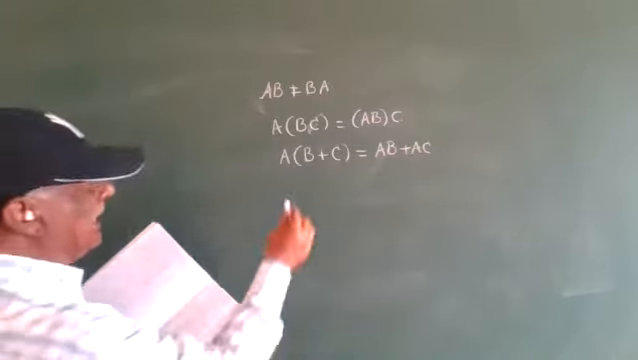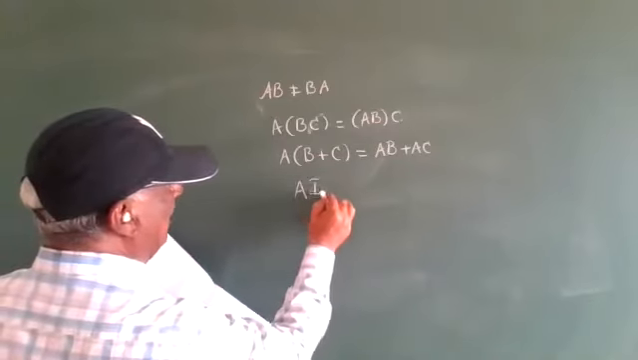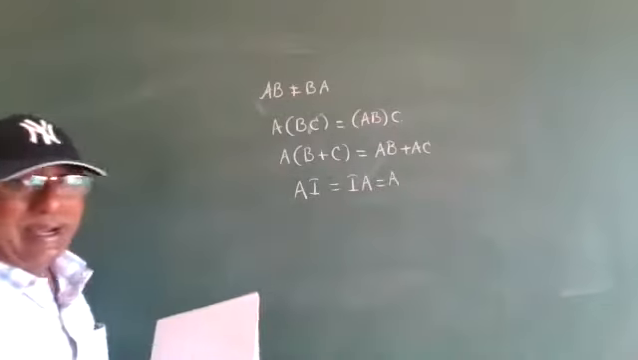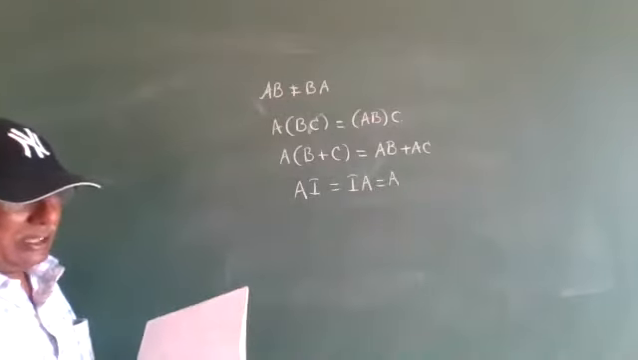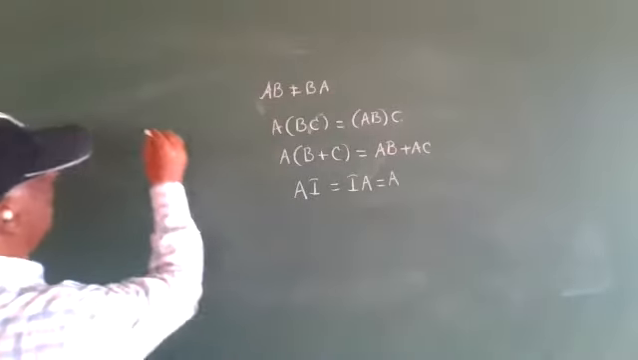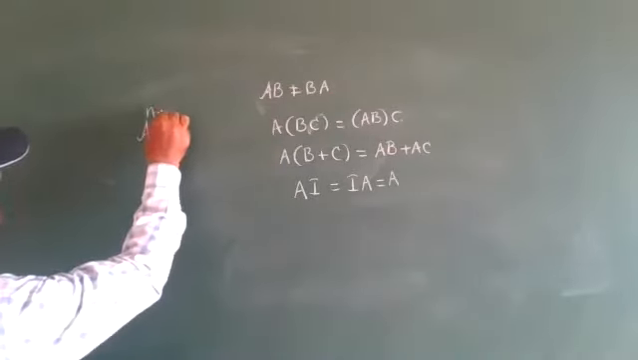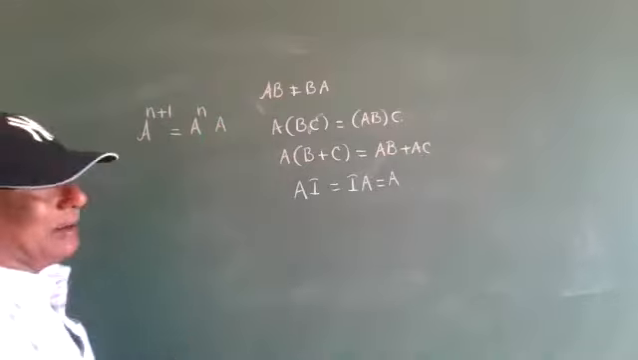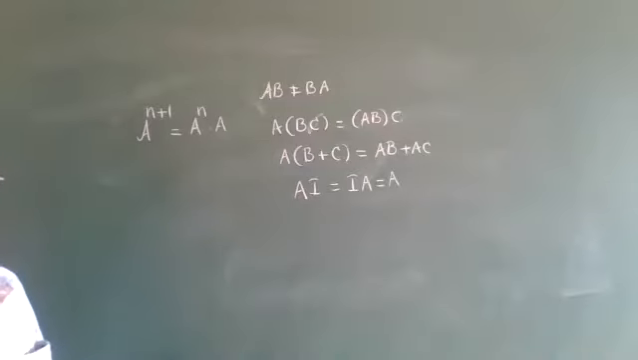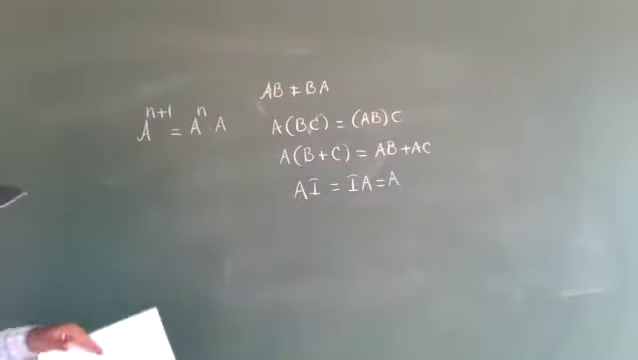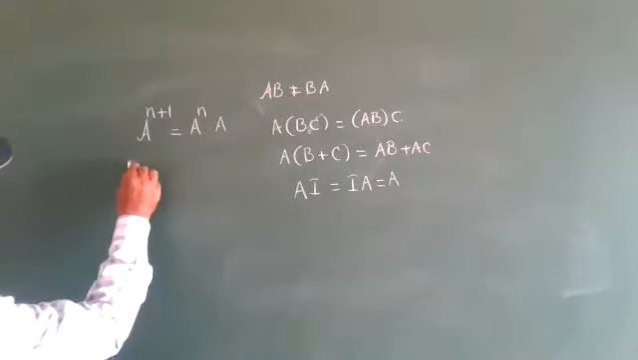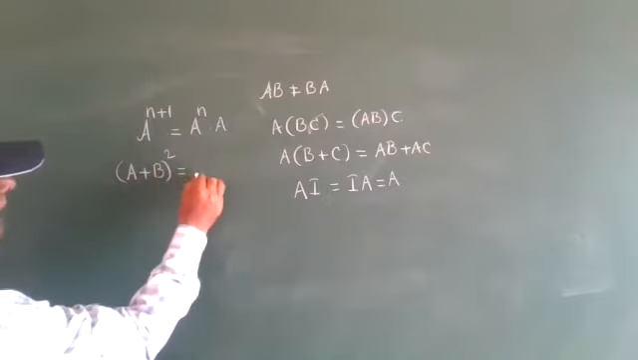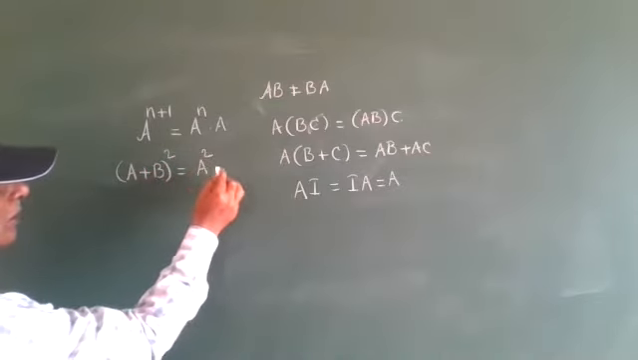Identity law: A into I or I into A is equal to A. That is called the identity law. Next, any power A to the n plus 1, we can write as A to the n into A, as in real number processes. In matrices also, we can write it as in real number processes. Next, (A plus B) whole square is equal to, so write down, A square, meaning A into A.